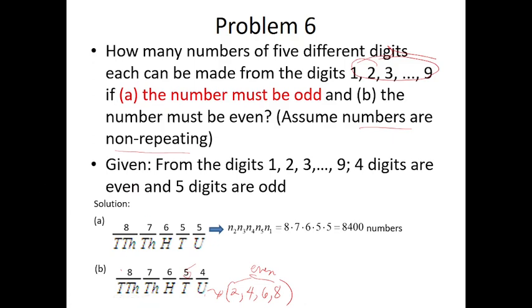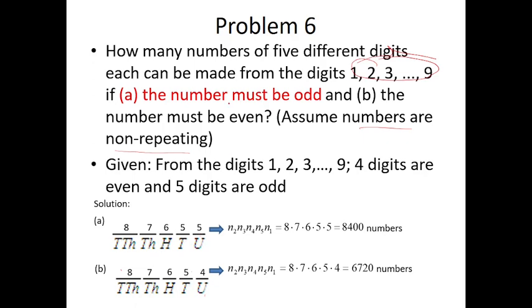And we will obtain an answer of 6,720. So there are 6,720 5-digit numbers that are even. Okay? So there are 6,720 numbers that are even.